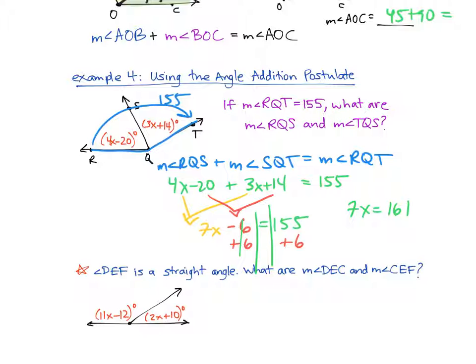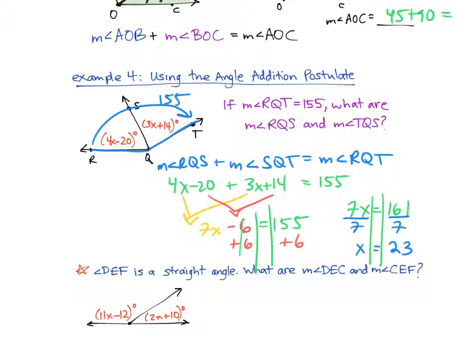Then let's put our railroad tracks back on. We want to undo this times 7. Multiplying here, so we're going to undo times by dividing. We're going to divide both sides by 7. So 161 divided by 7 is 23. Okay, we're not done yet, right?